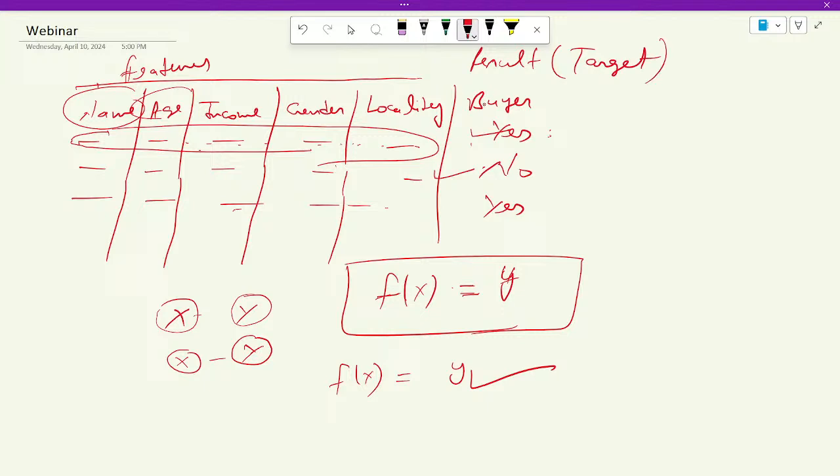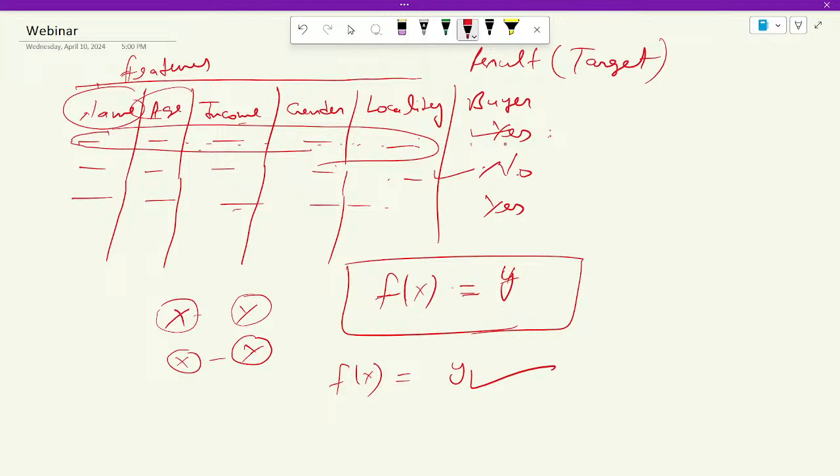When the result is given, we are telling the result also to the algorithm. Every time we are saying, if these are the values, this is the result. And you learn it. It is the example of supervised learning.